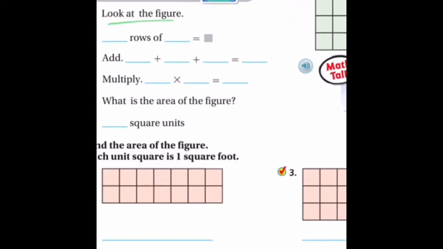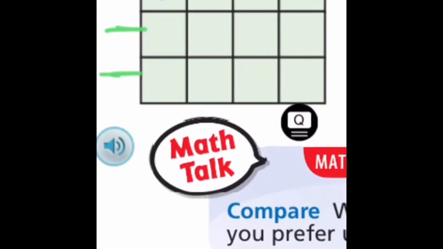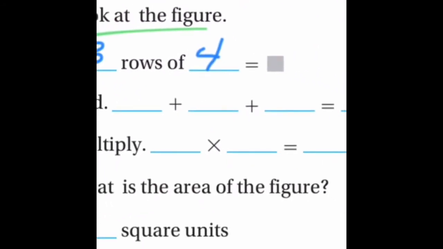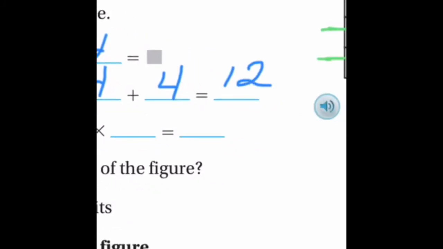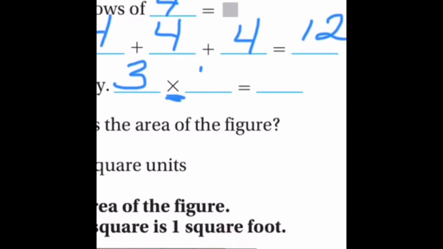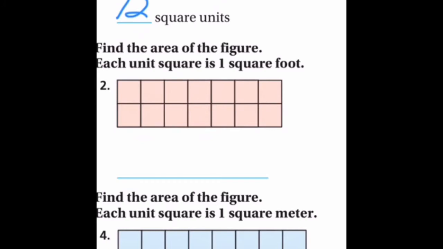Number 1 says look at the figure. So I come over here, look, count up my rows. There are 1, 2, 3 rows, and I can count up how many are in each row. 1, 2, 3, 4. So I have 3 rows of 4. I can do that with addition, so I add up each row. That's a row of 4, plus a row of 4, plus a row of 4. 4 plus 4 plus 4 equals 12. Or I can use multiplication. 3 rows of 4 equals 12. What is the area of the figure? 12 square units.